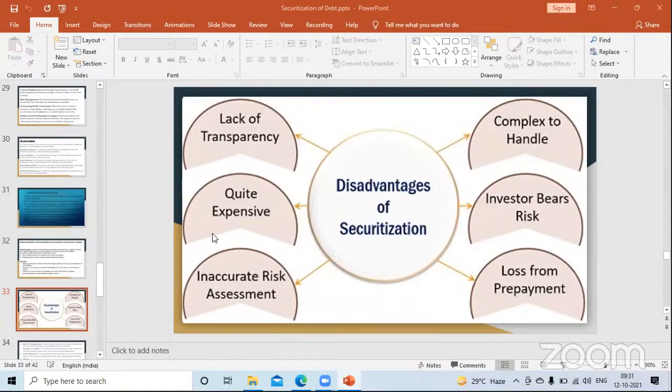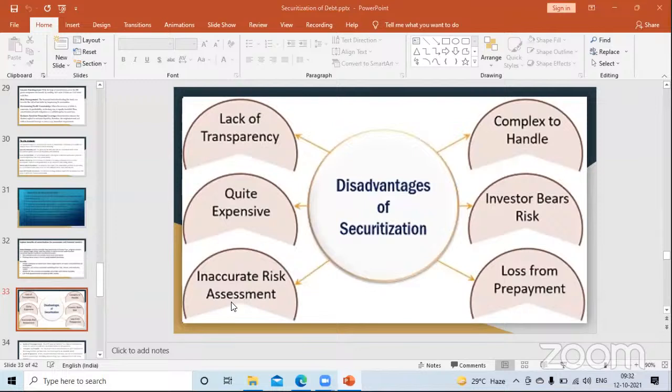Okay. Quite expensive. This process is expensive. Why? Because there are many parties involved in the process. So the special purpose vehicle will charge its own fees, and then there are investors who will wish to have some more interest and dividend in the process. Bank will charge interest amount on loans from the customer. So there are many parties involved, and therefore the process becomes very expensive.